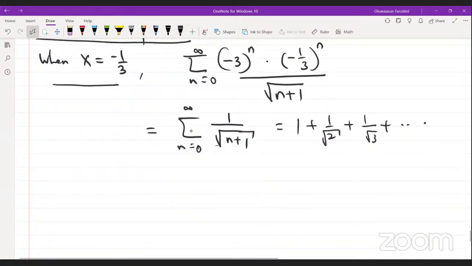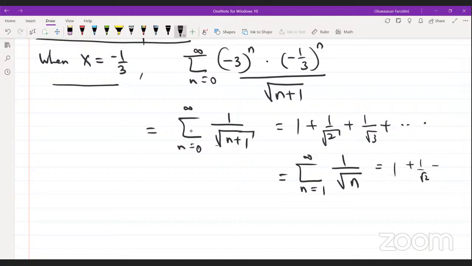What can we see? I can rewrite this as a series starting from 1. Think about this, guys. So beautiful. Let's list the elements and see if they are the same. When n is 1, you have a 1. When n is 2, you have 1 over square root of 2. When n is 3, you have 1 over square root of 3. Exactly the same. Okay?